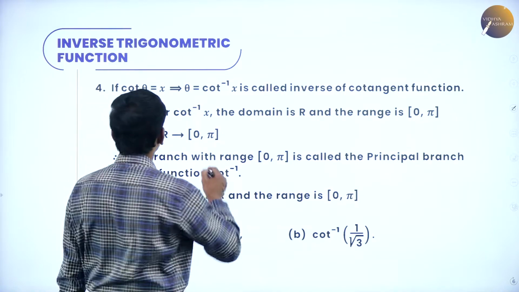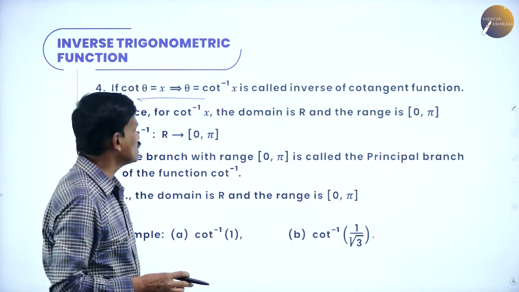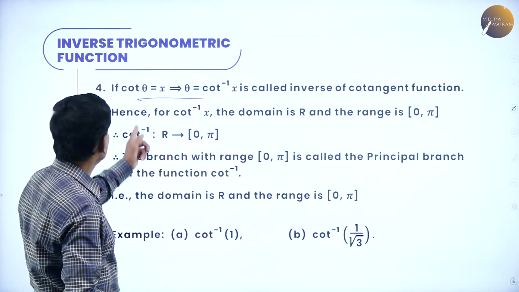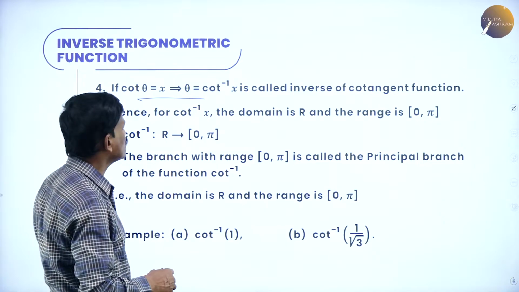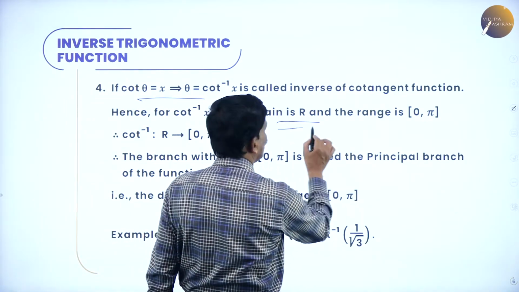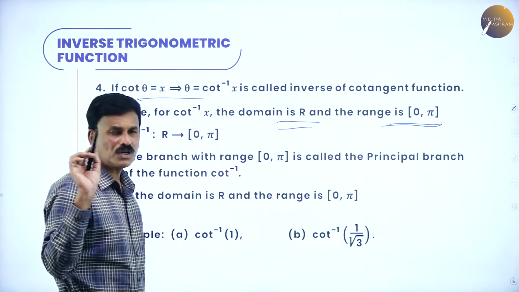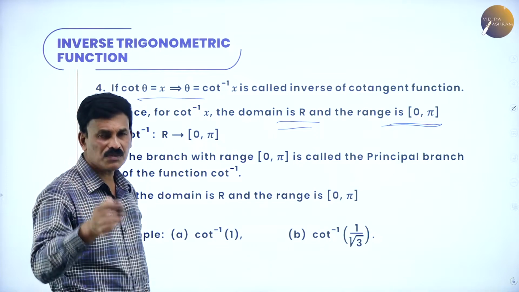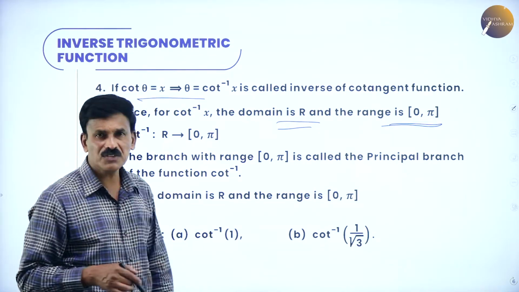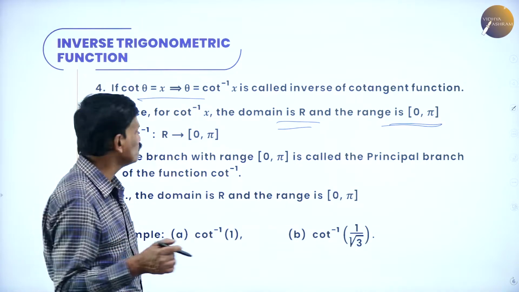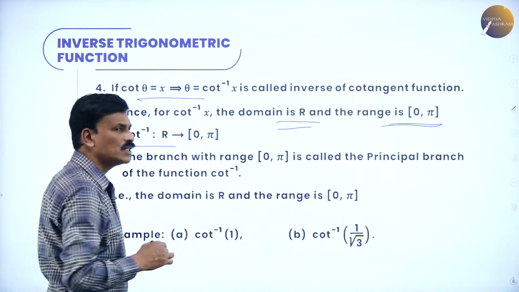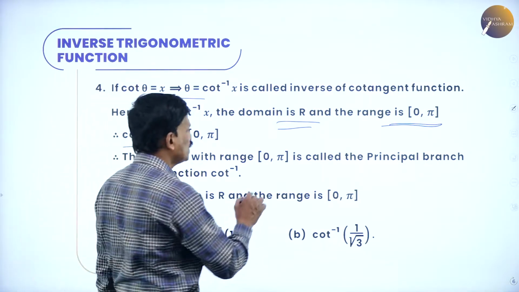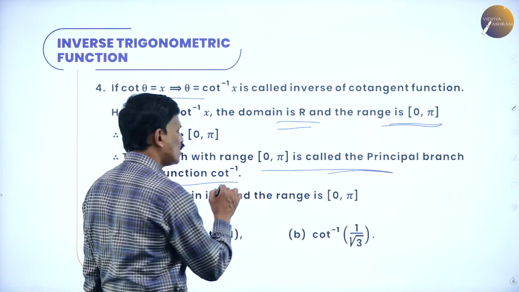Similarly, for cot inverse of x, if cot theta is equal to x, then theta is equal to cot inverse x, which is called the inverse cotangent function. For cot inverse x, the domain is R, same as that of tan, and the range is from 0 to pi. See, for tan inverse x, the domain is R and the range is minus pi by 2 comma plus pi by 2, whereas for cot inverse of x, the domain is R, the set of real numbers, whereas the range is from 0 to pi. So, therefore, cot inverse is a function from R to 0 comma pi. The branch with 0 comma pi is called the principal branch of cot inverse.